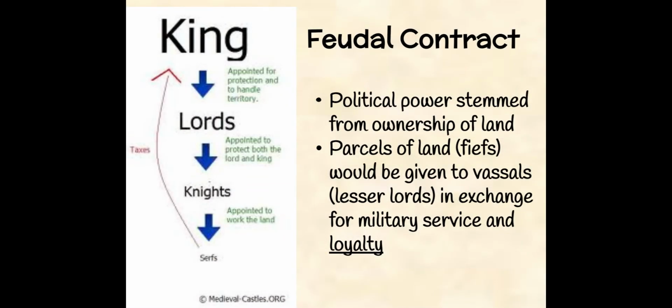So, like I said, the feudal contract was a kind of unwritten set of rules of how you act with that parcel of land. Political power stemmed from ownership of land. Parcels of the land, which were called fiefs, would be given to the vassals or the lesser lords in exchange for military service and loyalty.